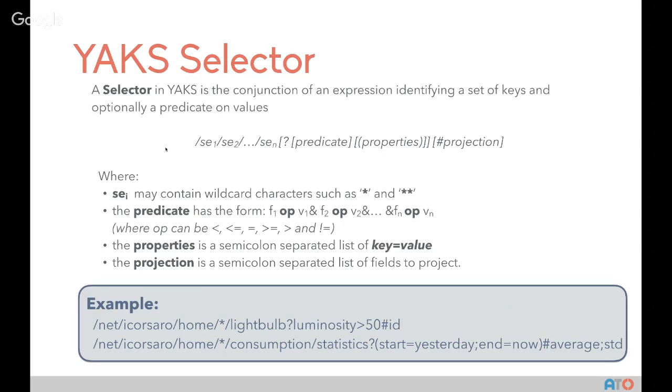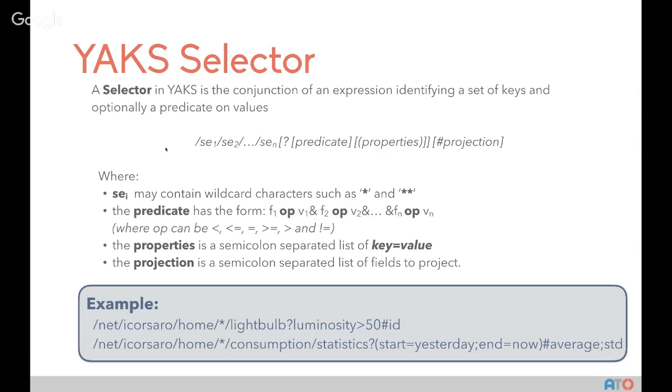So why not star and star star? It is because those characters are reserved to selector. And what is a selector actually? A selector, in the next slides, is a conjunction of an expression to identify a set of keys and optionally some predicates on the values.